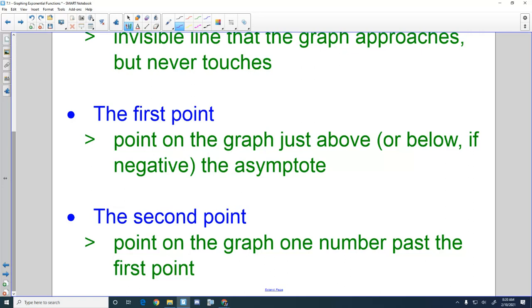The second point, just go 1 point to the right of that first point, and that'll be your next one, and that'll dictate how steep that curve is going to get for your exponential graph. So these are the 3 things I want you to focus on when I ask you to graph one of these. Just like for the parabola, you'd graph the vertex and then a couple other points, mirror them and draw on the curve. This is what I want you to focus on for drawing one of these graphs.